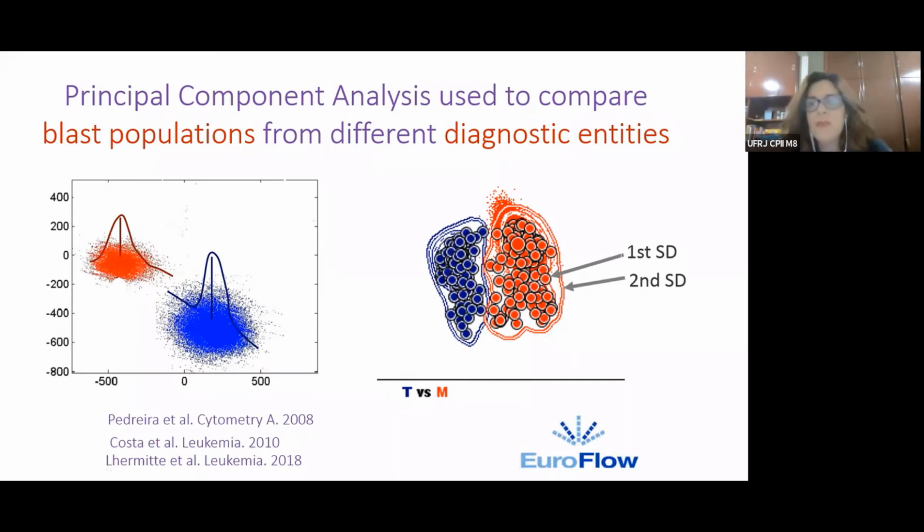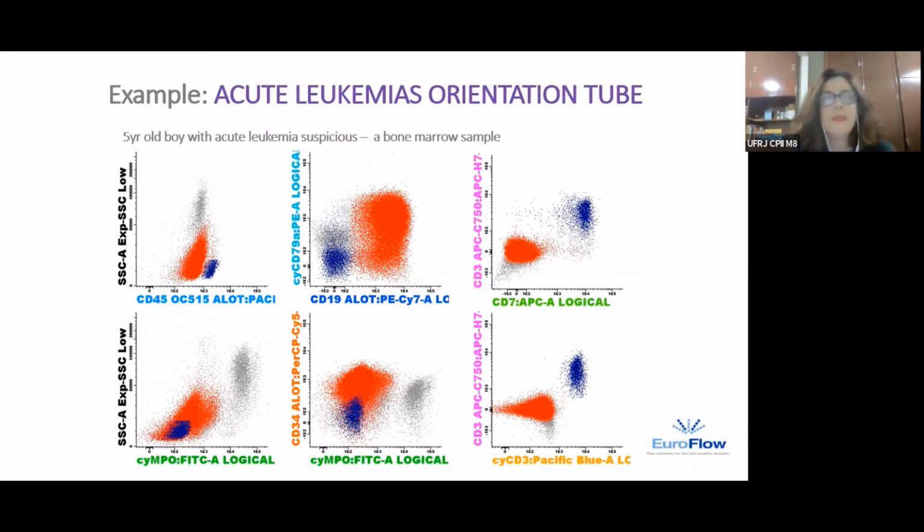So how can we use it in real life? Here we have a 5-year-old boy with a suspicion of acute leukemia. We received his bone marrow, and it's an easy case with blasts CD45 low, with expression of CD19 and cytoplasmic CD79A, which are classic B-cell markers.